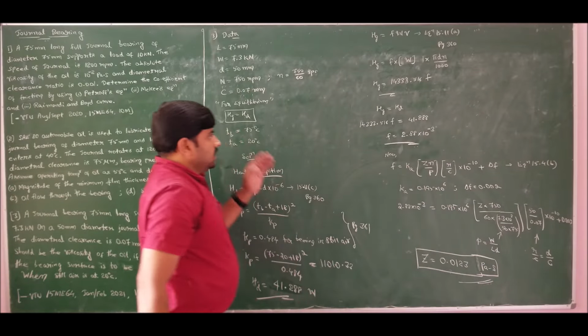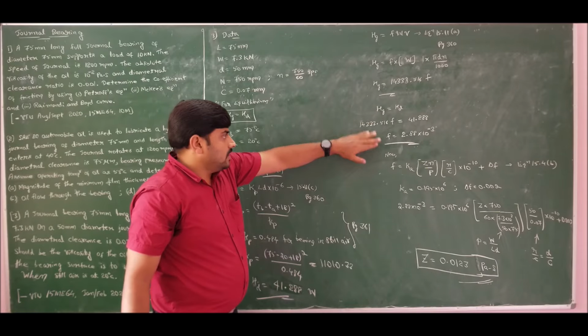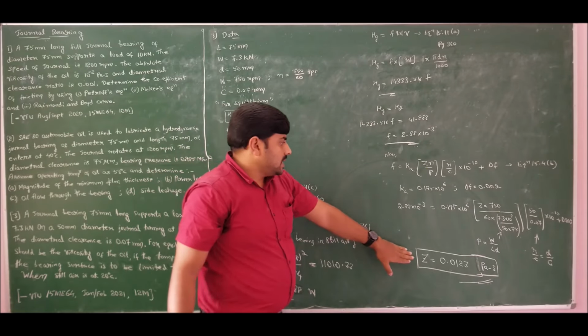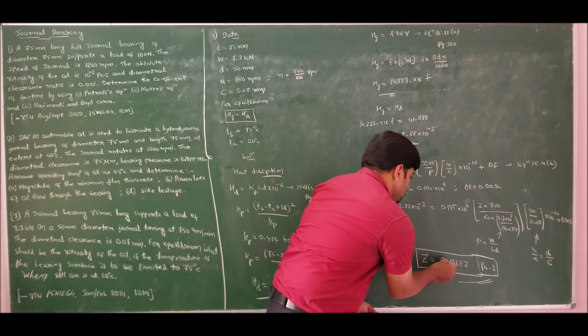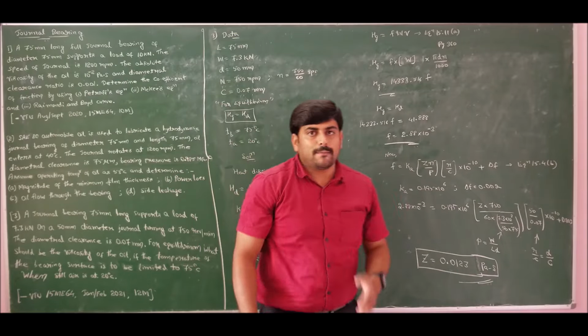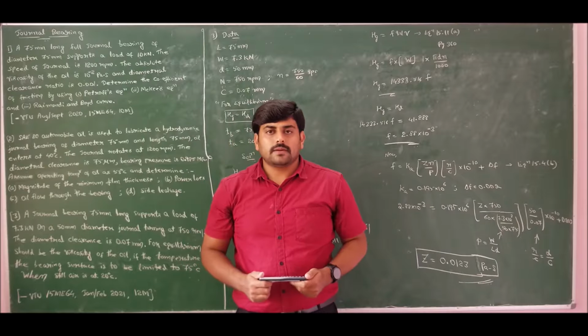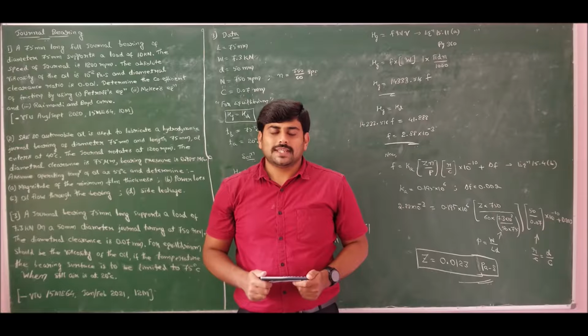Hence, the coefficient of friction for this problem is 2.88 into 10 to the power of minus 3, whereas the dynamic viscosity is 0.0123 Pascal seconds. So this completes our discussion on basic problems on journal bearing. In our next lecture, I will take up the complete design of journal bearing. That's all for this lecture. Thank you all.